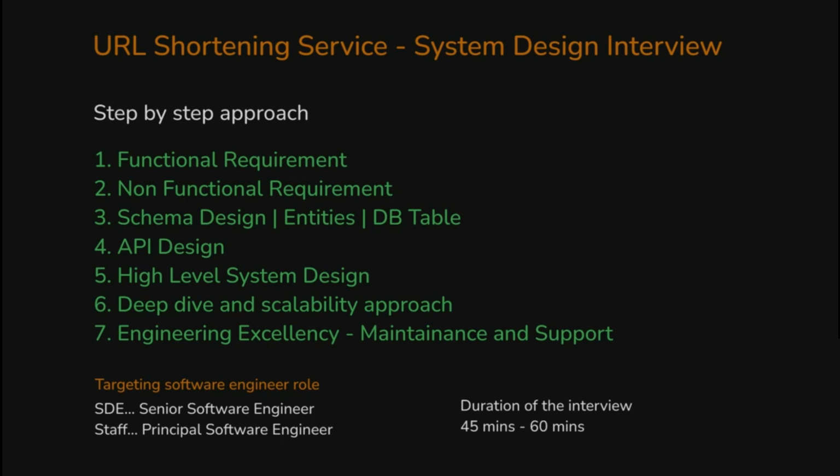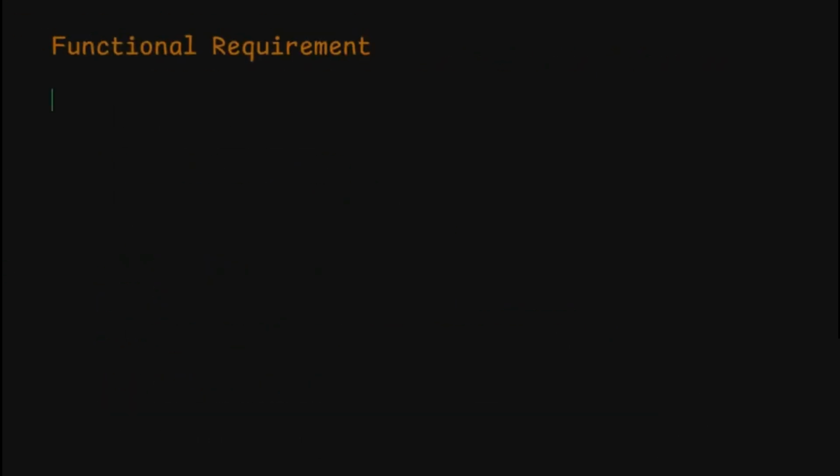So we have two core functional requirements. One is to generate the shortest URL when we pass the long URL, and the second is when we pass the short URL, we should be able to get the long URL. With that, let's get started with our first step on gathering the functional requirement of the system. So our first core requirement is to convert the long URL to short URL, and the second requirement is to convert the short URL to long URL.